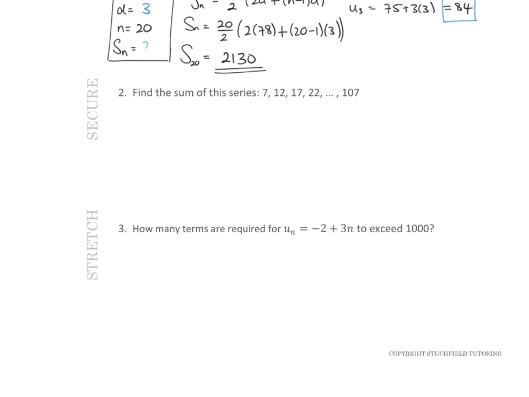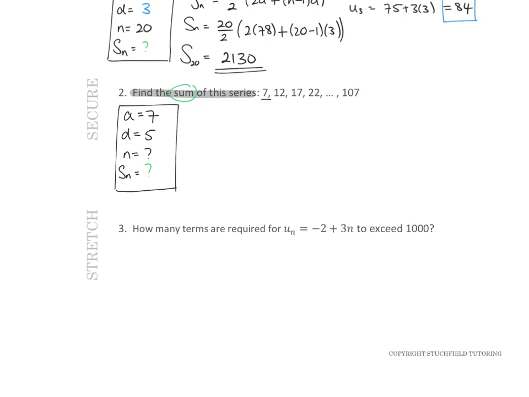Okay, question number 2. Find the sum of this series. So that series goes up like that. Now we're going to start with a box. So A is 7, D is 5, N I don't know, and Sn is what I'm trying to find. I'm trying to find the sum.